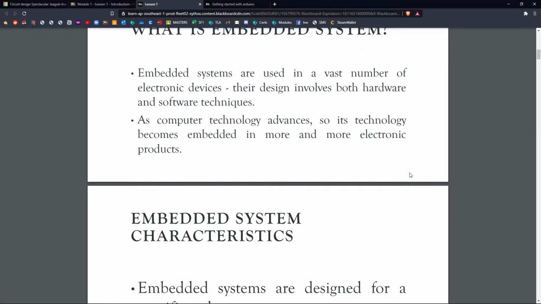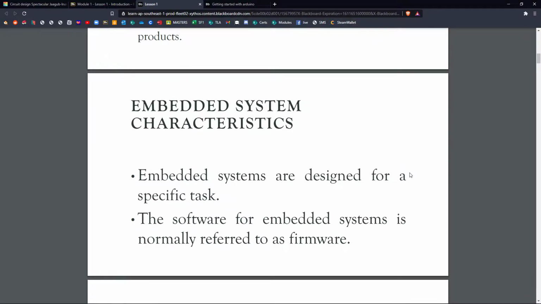Embedded system characteristics. Embedded systems are designed for a specific task. For example, embedded systems in washing machines are used for the timer control. For the microwave ovens, embedded systems are there for the thermostat, as well as the moisture and heat content inside the microwave. So, embedded systems are designed for a specific task. The software for an embedded system is normally referred to as firmware.